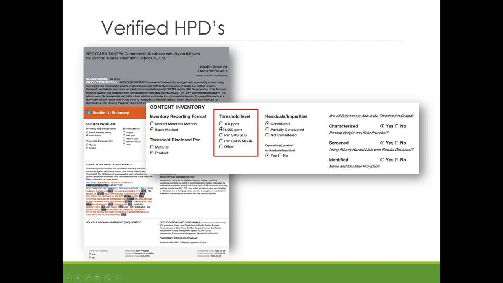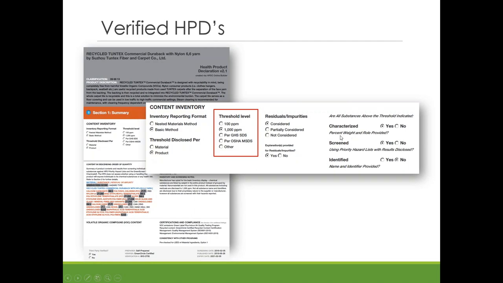Also important to note that this list over here, characterized, means that all the products were analyzed on a percent by weight basis, and the role is provided for everything in the carpet. It was screened using priority hazard lists, both using Pharos and ToxNot. And then identified means that there's no proprietary ingredients, and the name and the CAS number of all the products has been disclosed. So you can see here in this particular case, characterized, yes, screened, yes, identified, no, is checked because there were some proprietaries where only the name, the role and the percentage of the material was disclosed and not the actual chemical or CAS number.